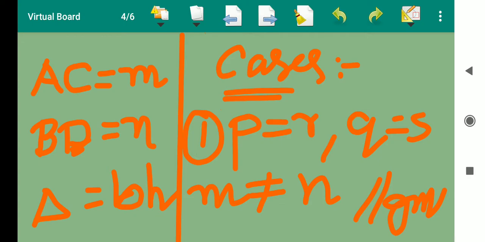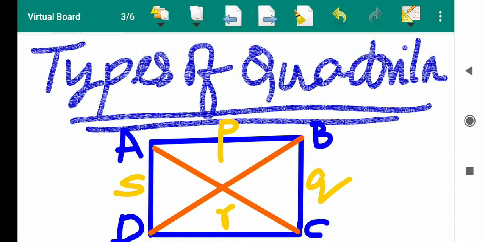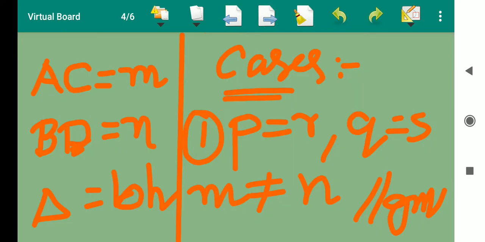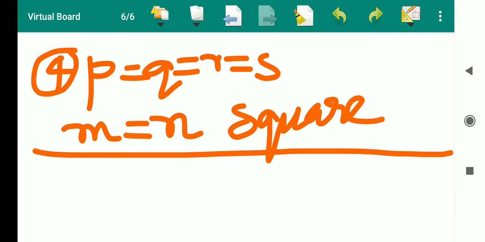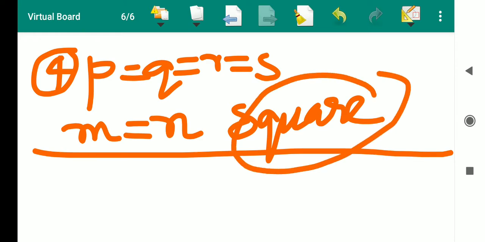First case, opposite sides are equal and diagonals are not equal. It is a parallelogram. Remember this property. Second, opposite sides are equal and diagonals are also equal, rectangle. And third case, all sides are equal and diagonals are not equal, rhombus. And fourth case, all sides are equal, diagonals are also equal, it is a square.